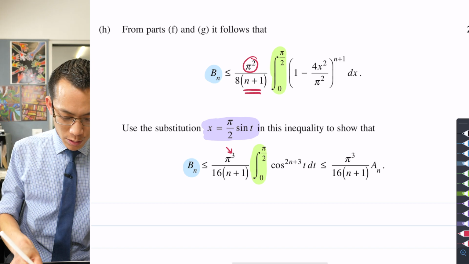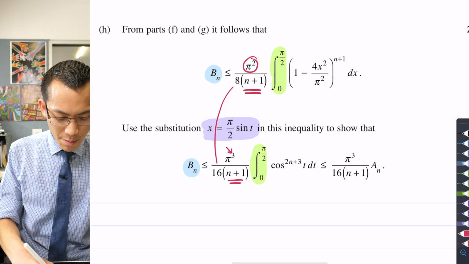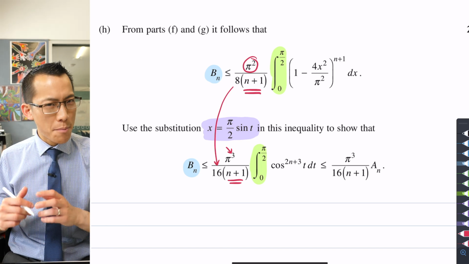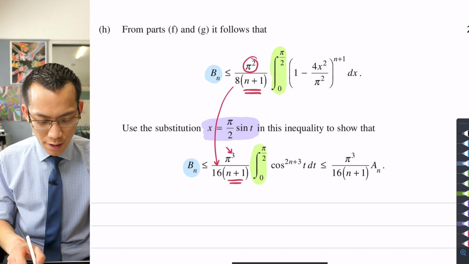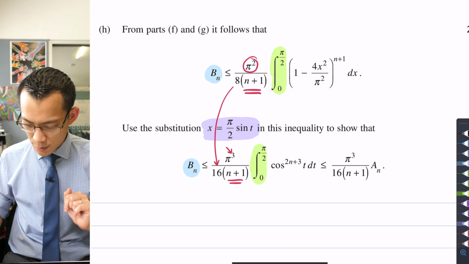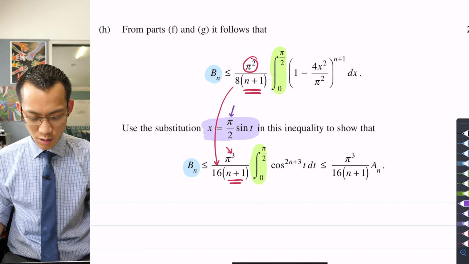You've got that same n plus 1 hanging out there on the denominator, and then you can see the 8 is somehow going to turn into a 16. So in fact, what we're off by is a factor of pi on 2. Can you see that if I multiply this by pi on 2, you get to this, and that should make you very suspicious of the pi on 2 that appears in this substitution they've asked us to work with.